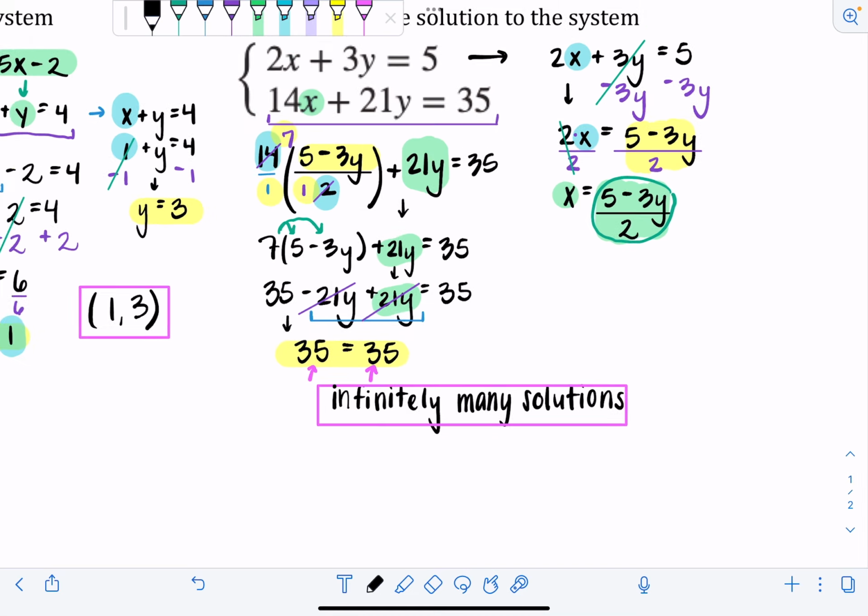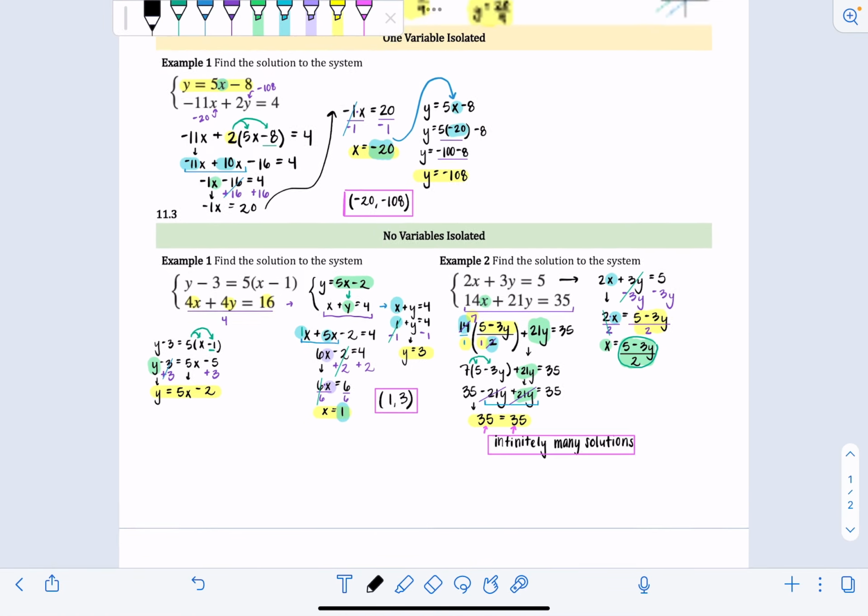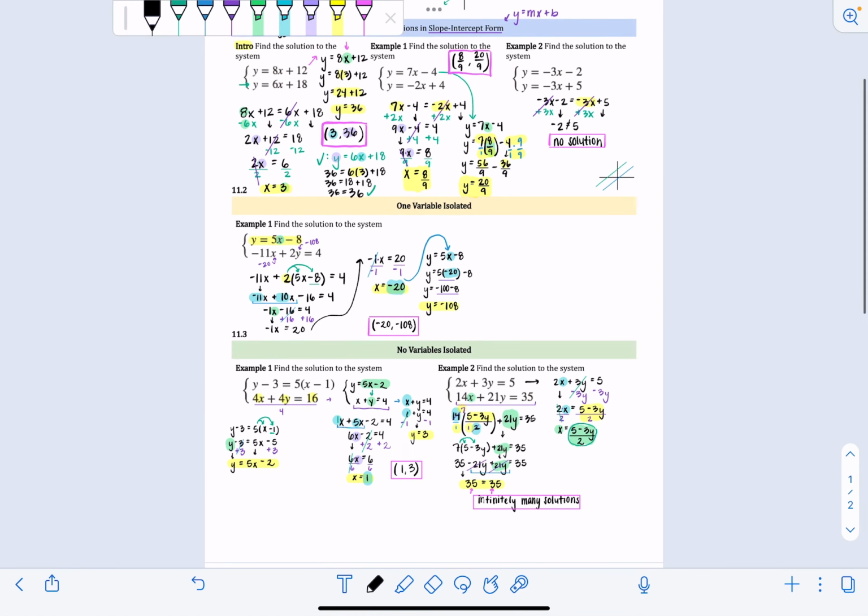I just want to compare back to the other weird answer, number 2 up at the very top. Up here, this was when we ended up with no solution, and down here we had infinitely many solutions. I just want you to recognize that no solution was because the two numbers did not equal each other. Infinitely many solutions was because the numbers did equal each other.